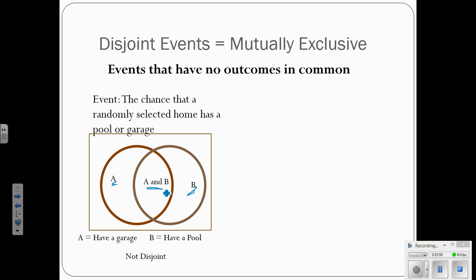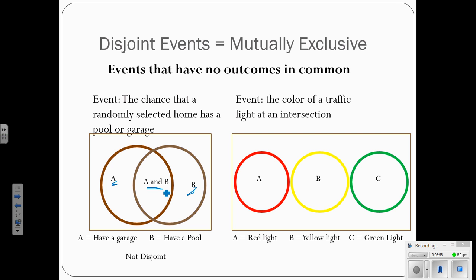So these two things would not be disjoint, or they're not mutually exclusive. An example that is mutually exclusive would be the color of the light at an intersection, the traffic light. You can't have a half red, half yellow. Other mutually exclusive things: the color of M&Ms in an M&M bag. You can't have an orange and a red at the same time. So these are disjoint events.